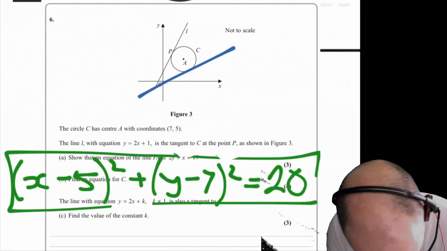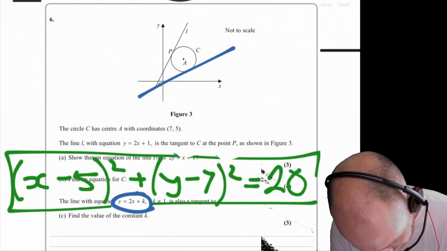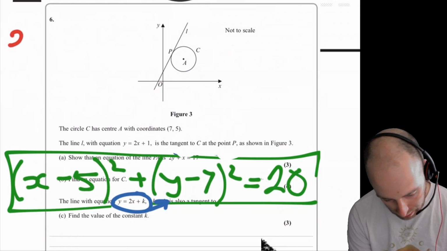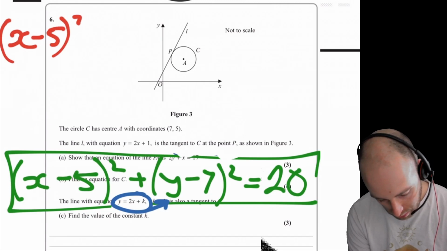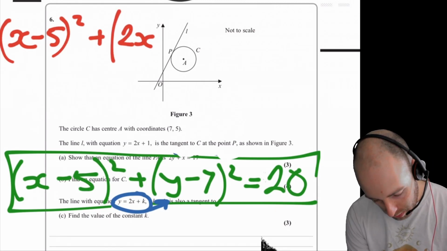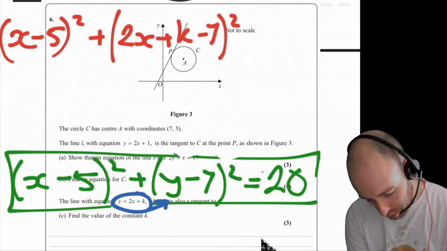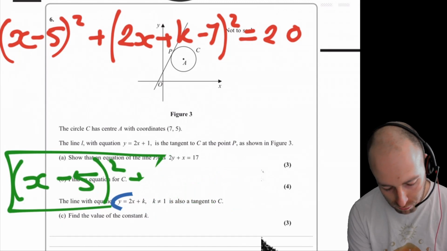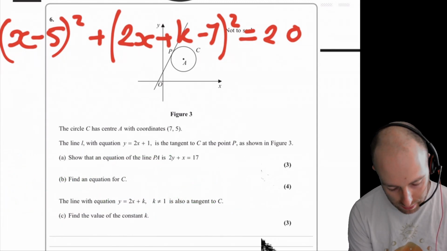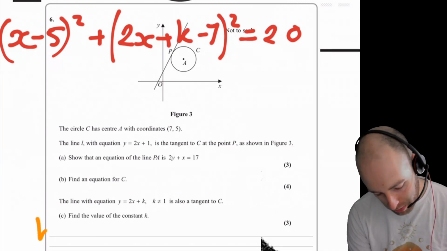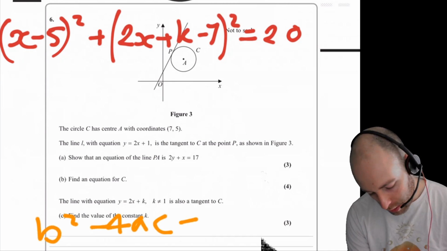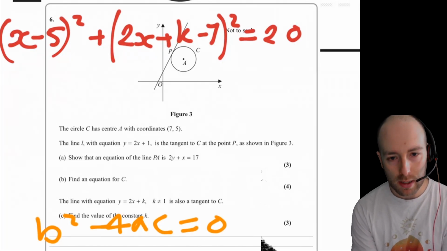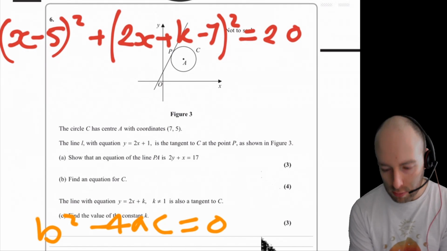So if I sub them both together, we're going to put 2x plus k in there as y, which will give me x minus 5 squared plus 2x plus k take 7 squared equals 20. It doesn't really look like it at the moment, but that is a quadratic in x. The discriminant of that, b squared minus 4ac, should equal 0 because it's a tangent, it meets it in one place. So we're going to expand all this, turn it into a quadratic, and then run the discriminant on it.